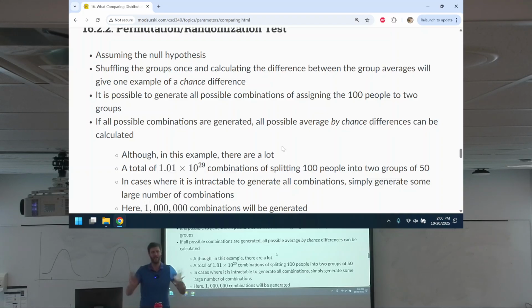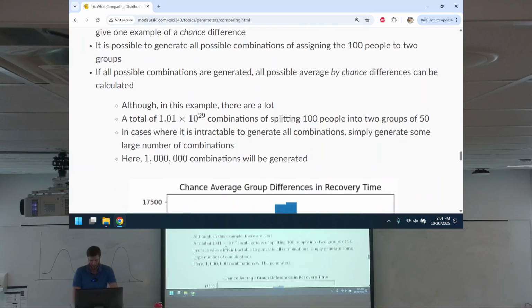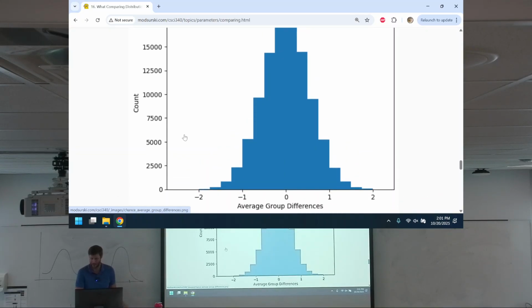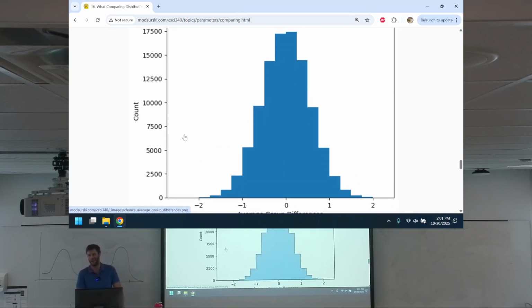Right? So I do it x and x plus 1. Oh, okay, there's a difference of 1. X and x minus, oh, there's a difference of negative 1, right? In fact, I can plot a distribution. I could plot a distribution of the difference in average recovery times between the two groups, and it would look something like this. It's always going to look something like this.